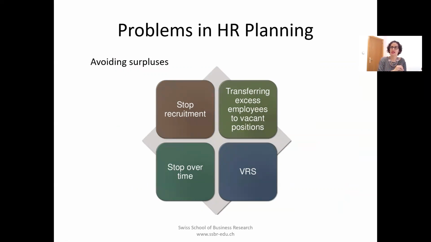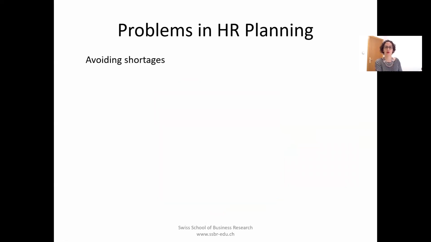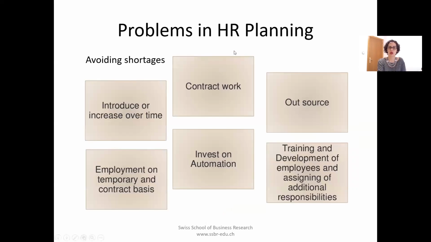Then transfer any excess employees to vacant positions. It's not necessary to open up a job recruitment process to bring in somebody external for a specific position if somebody from another department can fill that position. Then stop overtime. If you see that this is a trend that has been taking place in your company, then just stop overtime and try to include other ways that you can staff people into your company by transferring them from other places.